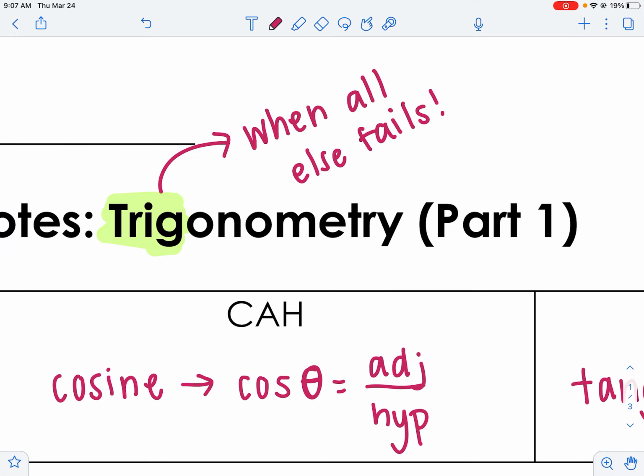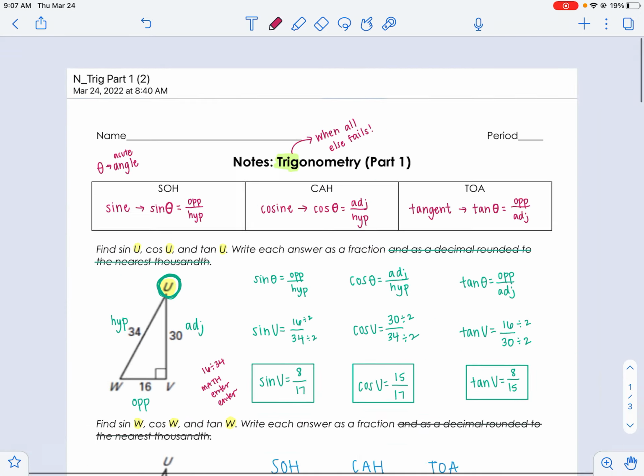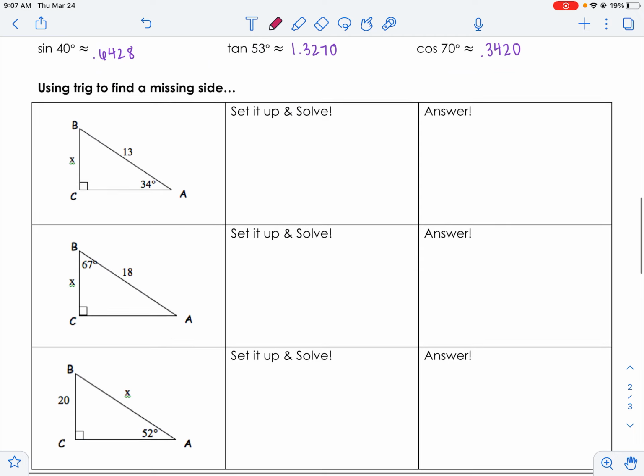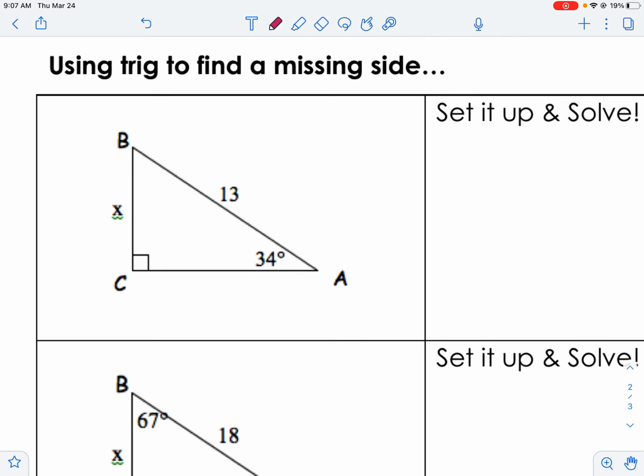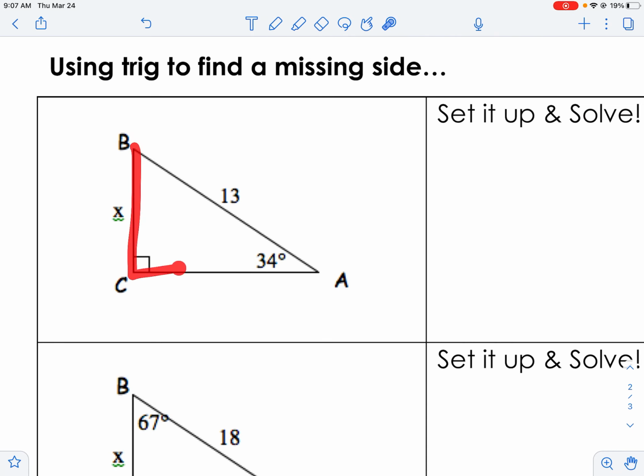Some people like to use trig all the time, and that's okay too. But if you can use Pythagorean theorem, use Pythagorean theorem. If you can use one of your special right triangle charts, use that. But when all else fails, in this particular problem I can't do either of those options, so I'm going to go with trig. So just like before when we found our angle and then we labeled our sides, I'm going to do the same thing here.